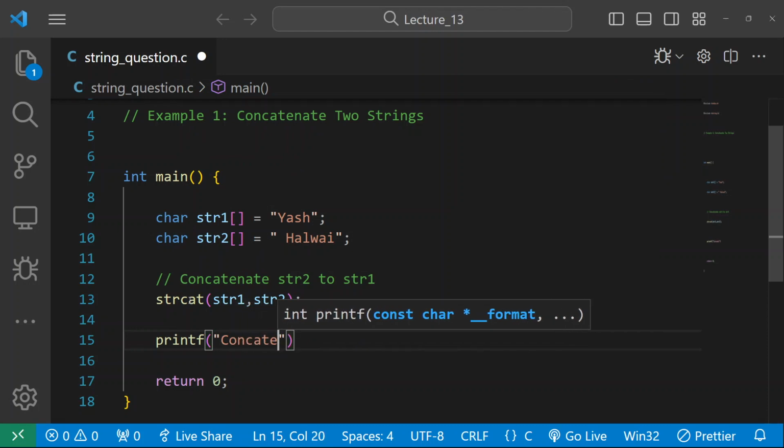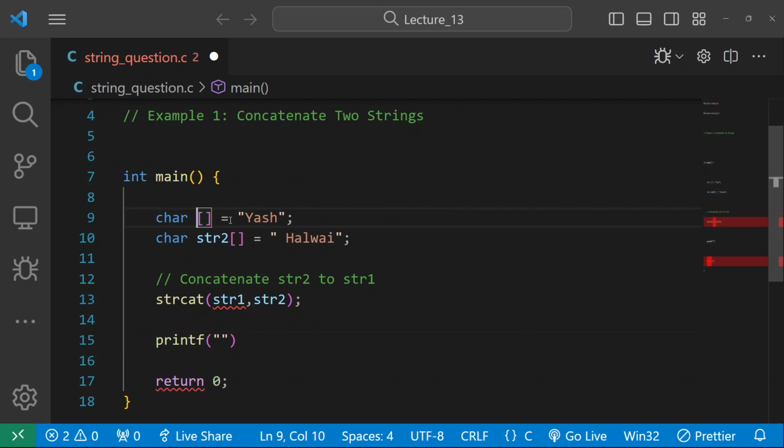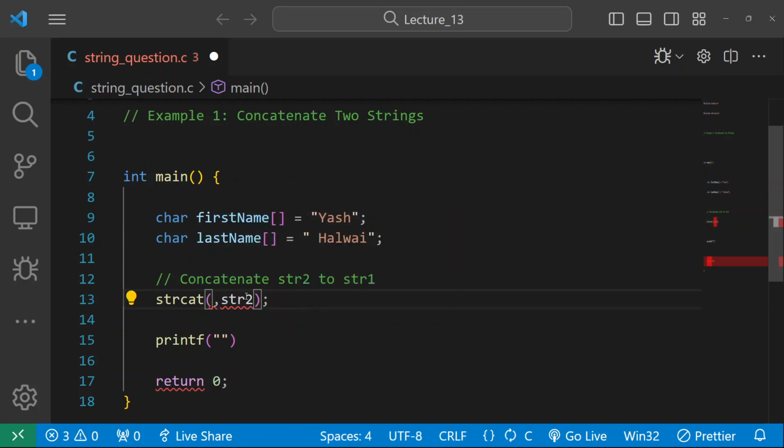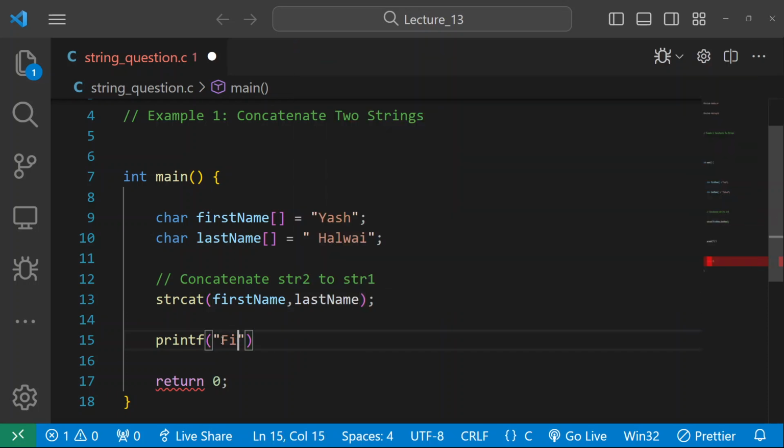Printf concatenated. One thing to remember: I am taking here my first name. Instead of str1, let me write first name. This is called proper naming of a variable. This is my last name, and let me write here full name.